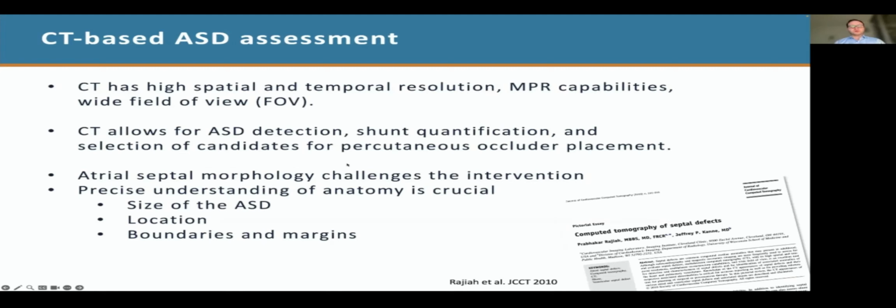Compared to open heart surgery, where the atrial septum can be inspected directly, the success of the interventional procedure depends on accurate pre-procedural planning, just like, for example, TAVR, the same thing. However, atrial septum morphology can be very challenging, and variables like size of the ASD, its location, or the appearance of the boundaries and margins are important.